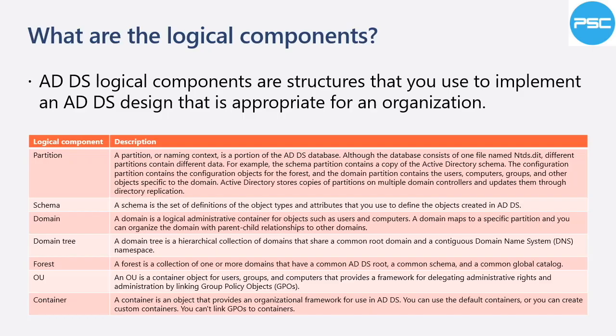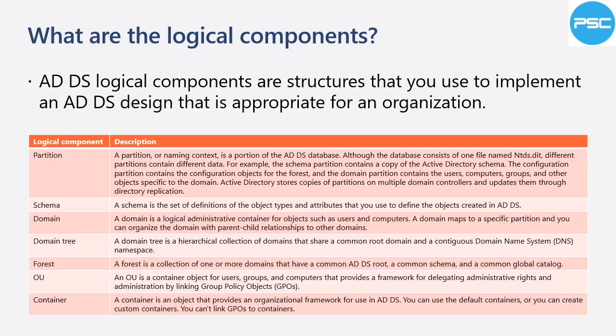Schema. A schema is the set of definitions of the object types and attributes that you use to define the objects created in ADDS. Domain. A domain is a logical administrative container for objects such as users and computers. A domain maps to a specific partition, and you can organize the domain with parent-child relationships to other domains. Domain tree. A domain tree is a hierarchical collection of domains that share a common root domain and a contiguous Domain Name System, DNS, namespace.